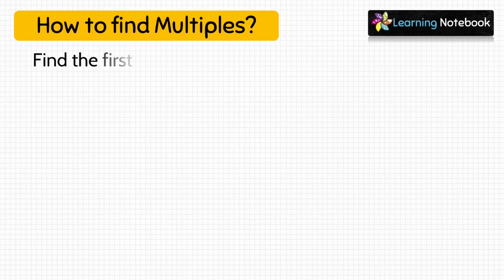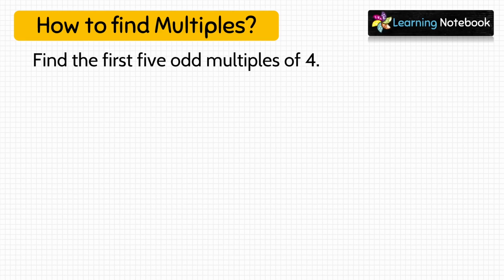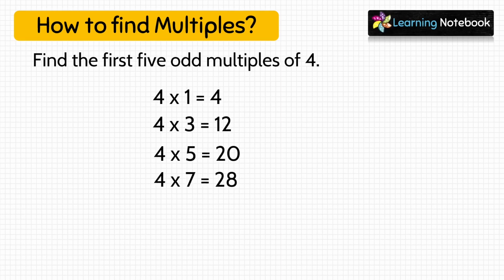Now let's take one more example. Find the first 5 odd multiples of 4. Now students, I told you that to find odd multiples of any number, we will multiply the number by odd numbers. So let's multiply 4 by 1, 3, 5, 7 and 9. Now, if you notice here, none of the multiple is an odd number.